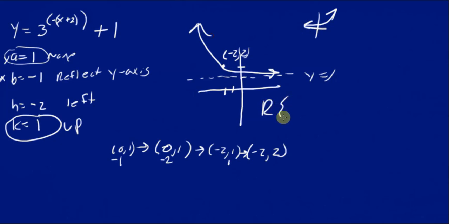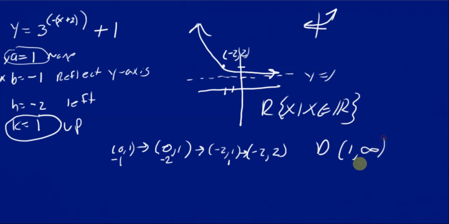The domain is x such that x is an element of real numbers. And the range is going to be, this time, from the asymptote up to infinity. Okay, so this basically is a reflection over the y-axis because we have 3 to the negative x. There's other stuff with it, but the negative exponent is going to give me a reflection. I want you to remember that when we do the next problem.